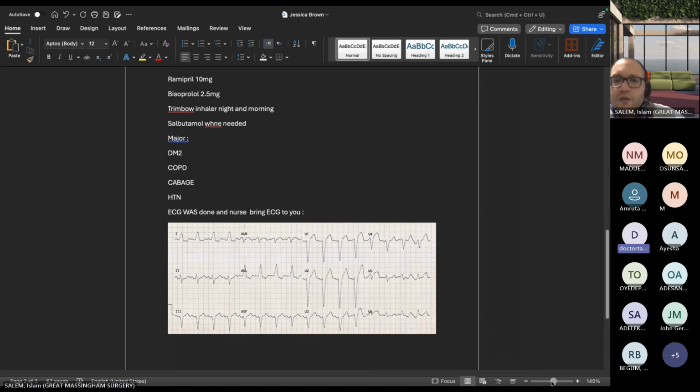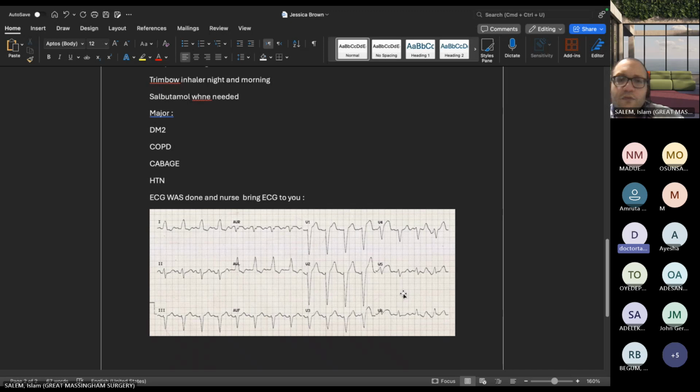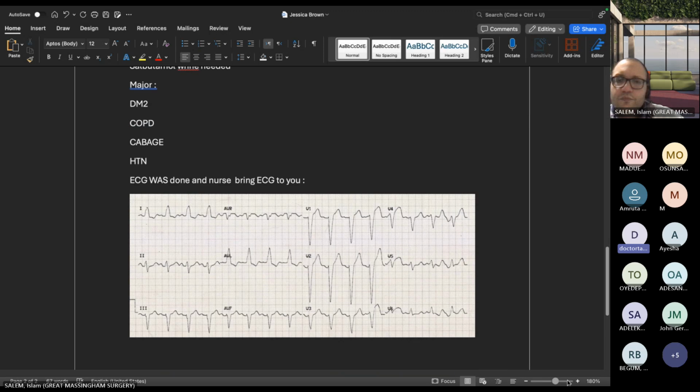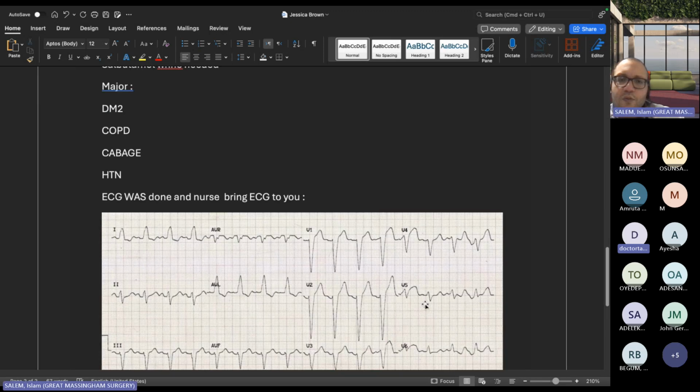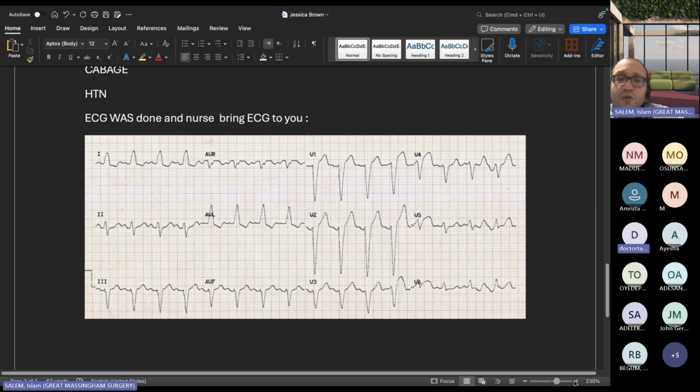Doctor, what to do next? Well, is the patient only having shortness of breath, no chest pain? No, there's no chest pain. All right, I will look at the ECG, so we can see and discuss.